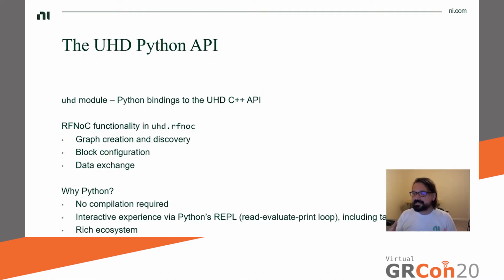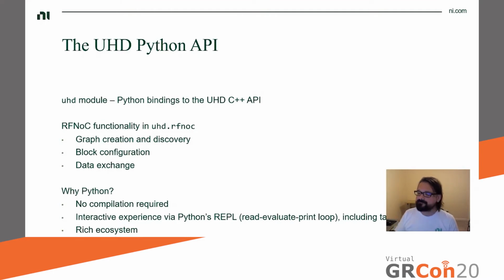You get a nice interactive experience through Python's read-evaluate-print loop or any of the other third-party add-on REPL loops that Python provides, including niceties such as tab completion. So if I can't remember the different methods supported by a given UHD RFNoC object, I can simply hit tab and have them listed during my interactive console interaction with the API.